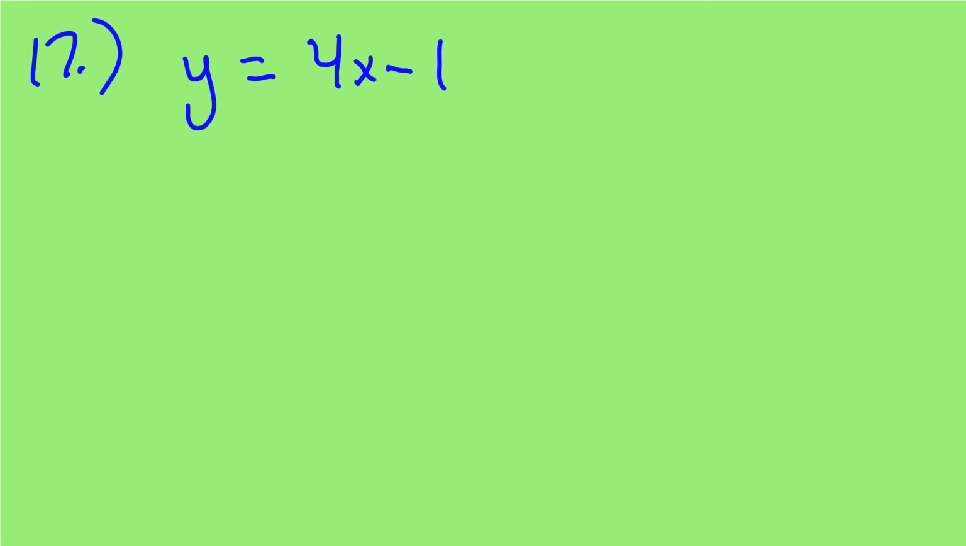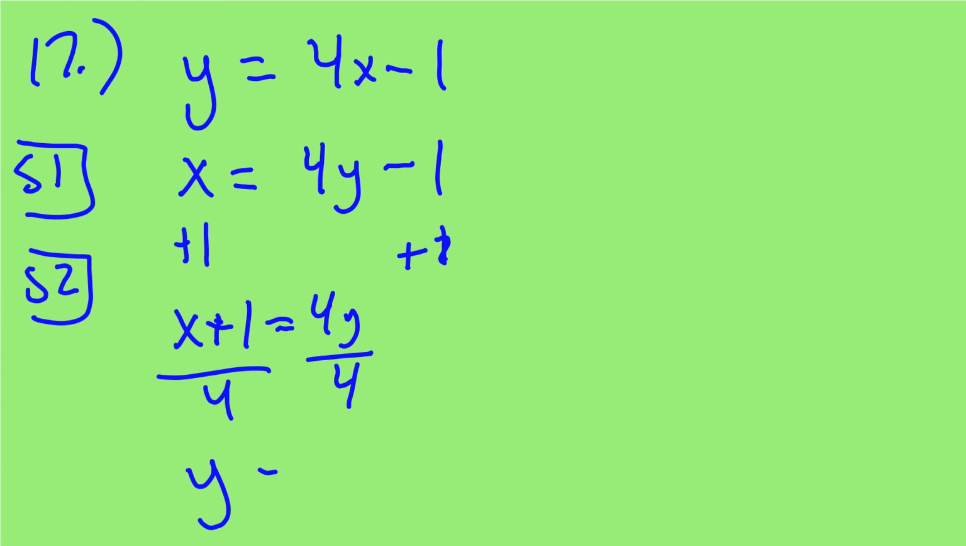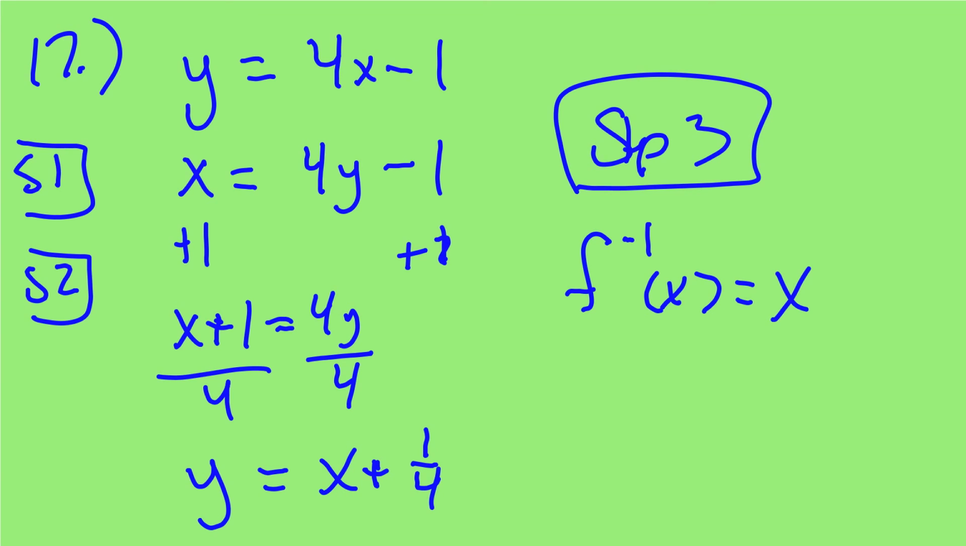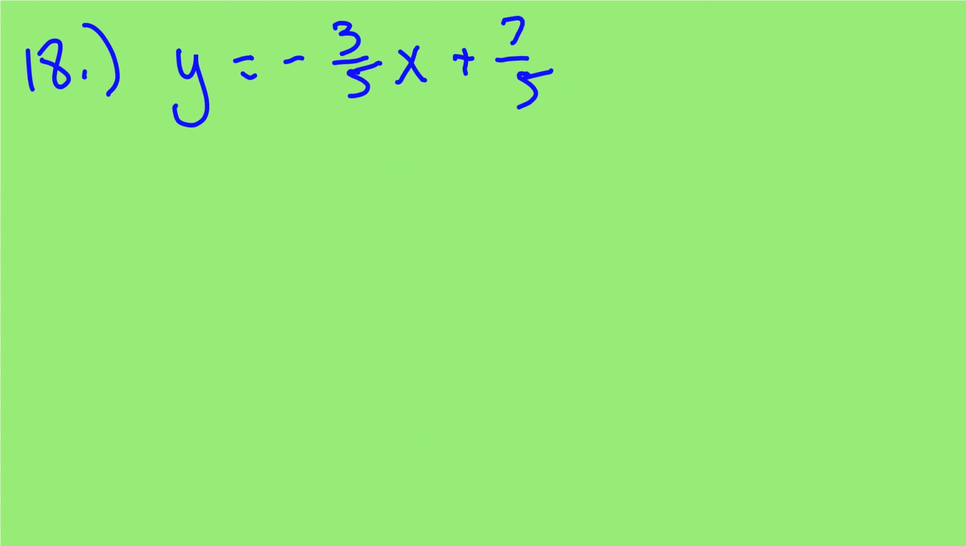Alright, 17. I have y is equal to 4x minus 1. So step 1 says switch x and y, so I put x equals 4y minus 1. Now I solve for y in step 2. That's why I add 1 to both sides. I have x plus 1 equals 4y. Then I divide by 4. I get y is equal to x plus 1 over 4. So my final answer is step 3: f inverse of x equals x plus 1 over 4. And that's it for 17.